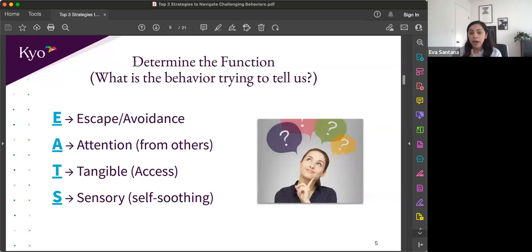So Michelle, if you want to share, if you think maybe it's one of those four functions, we can see how we can apply the strategies to that aggressive behavior you might be seeing. But yes, first you want to identify the function of the behavior and then go from there. However, all three strategies that we talked about today are effective for these four functions.